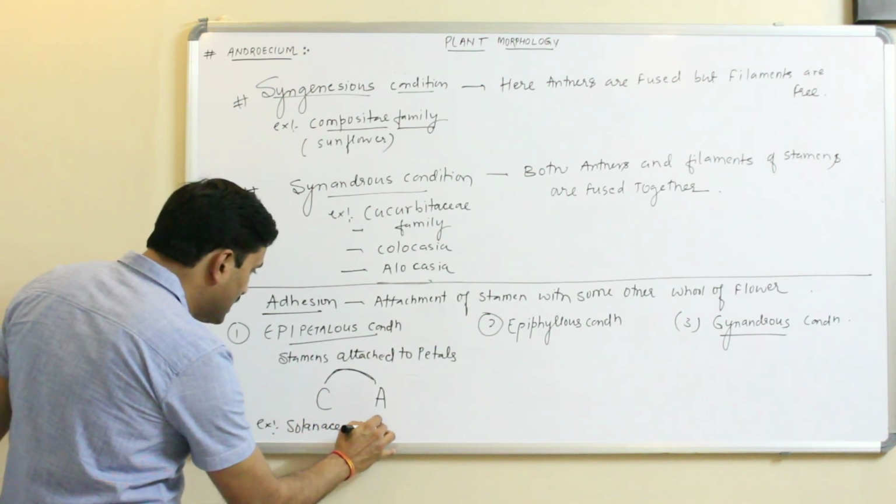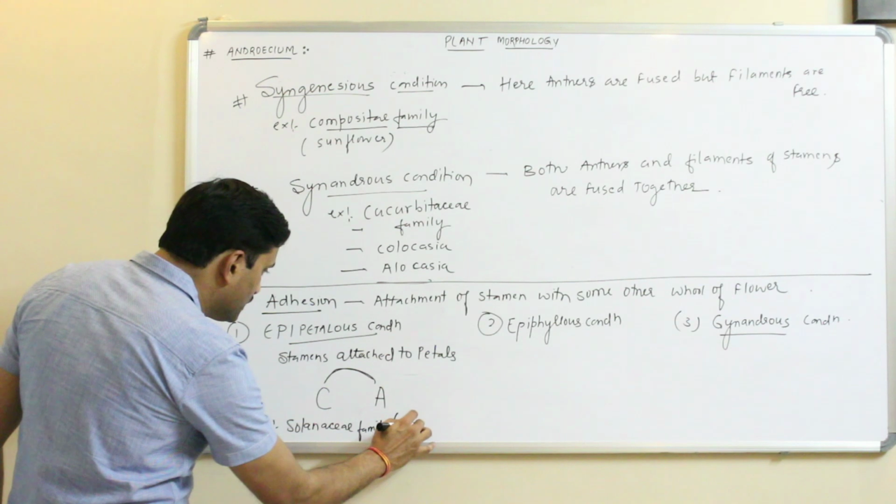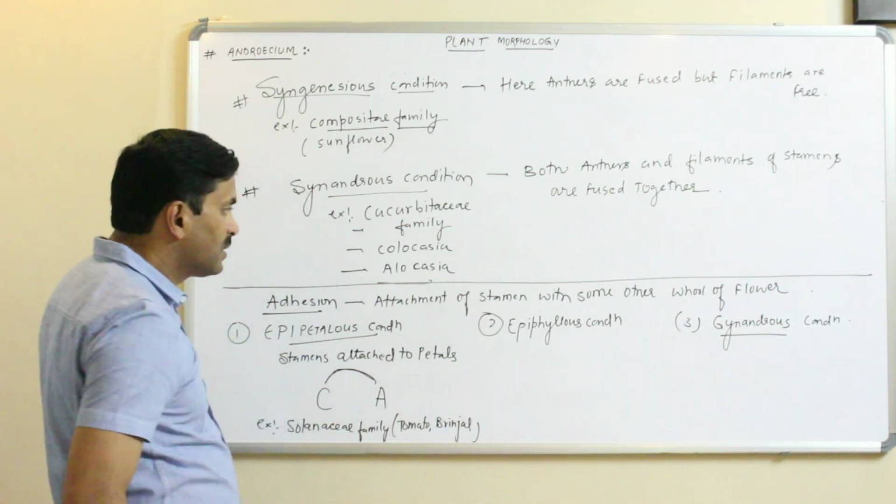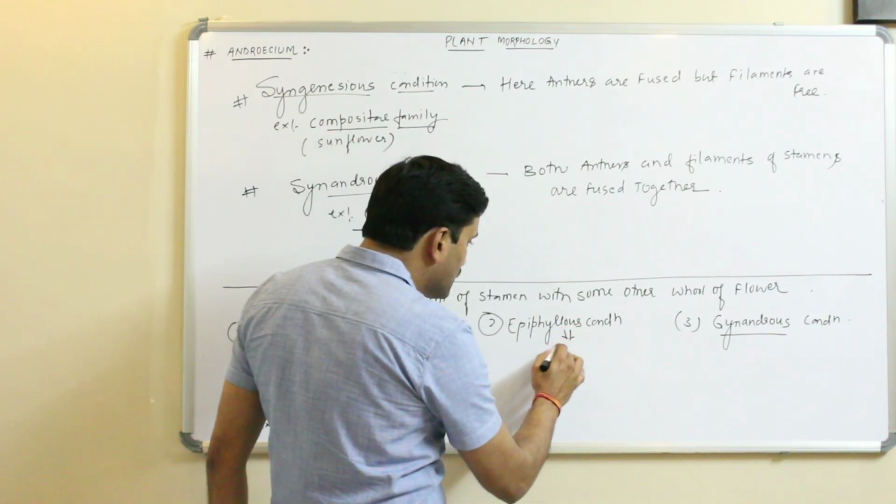You know what is Solanaceae family? That is tomato, brinjal, etc. Now what is epiphyllous condition?